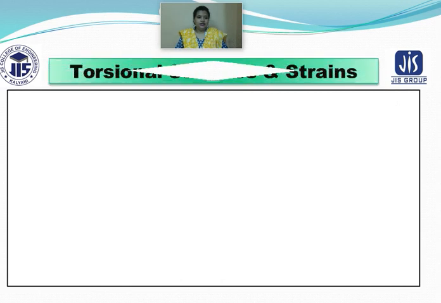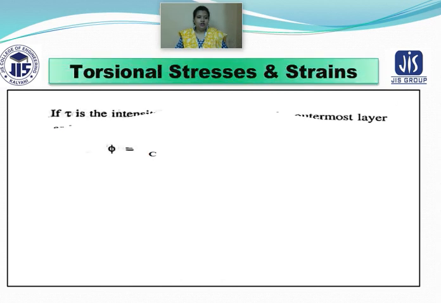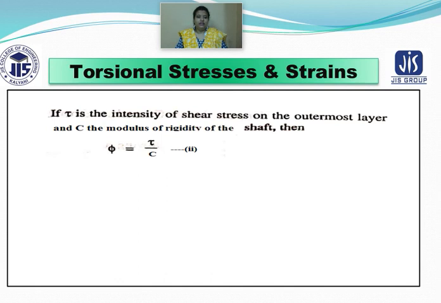Now, the second thing you are getting is this: if tau is the intensity of shear stress on the outermost layer and C is the modulus of rigidity of the shaft, then phi can be represented by tau by C. So this is your second equation.